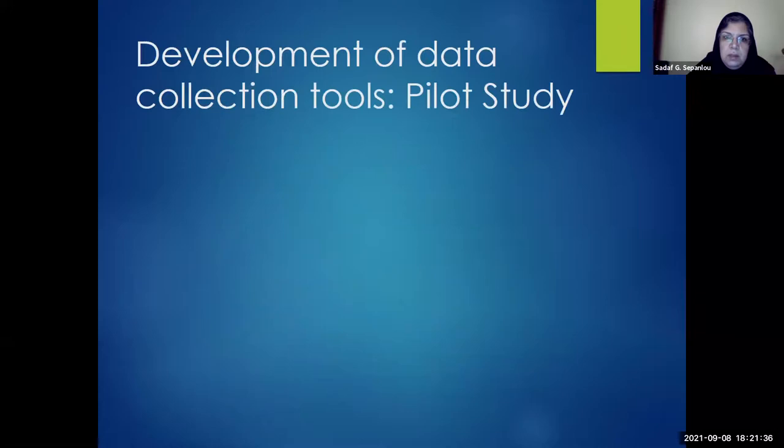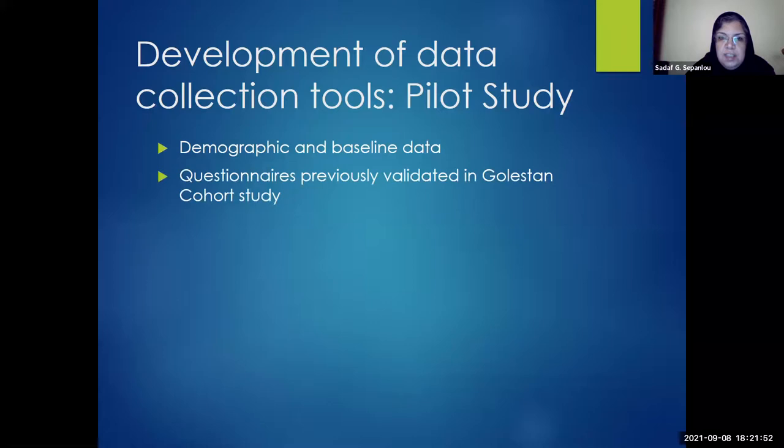The next step was to develop data collection tools. The main questionnaires included a questionnaire on demographic and baseline data, and questionnaires that were previously validated in the Golestan cohort study, including, for example, questionnaires on past medical history, smoking, alcohol use, and opium use. They were all previously validated in the Golestan cohort and were used again here in Persian.